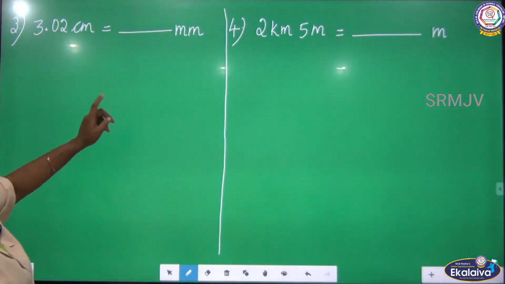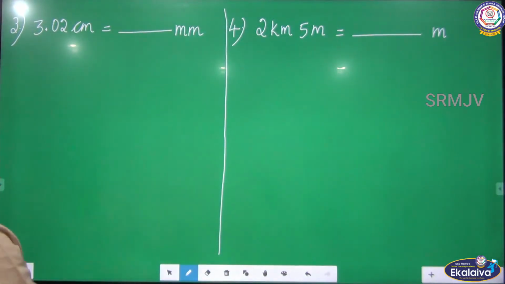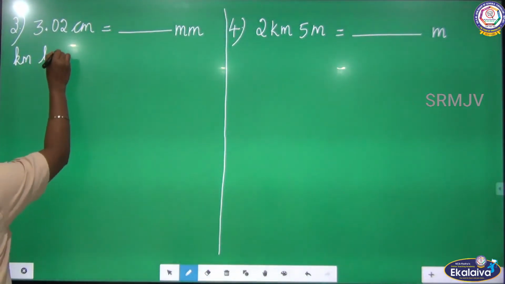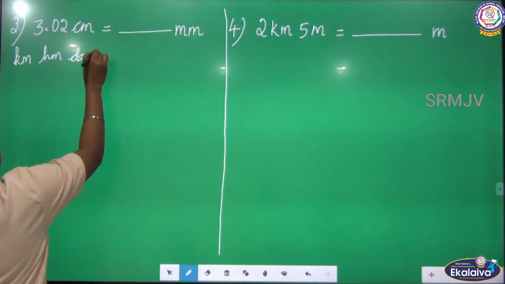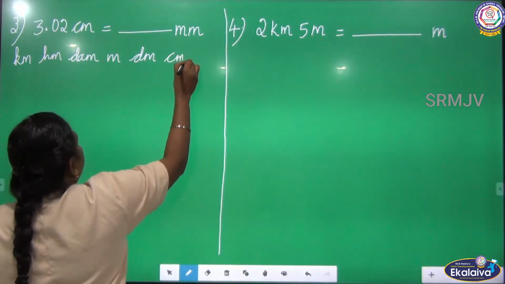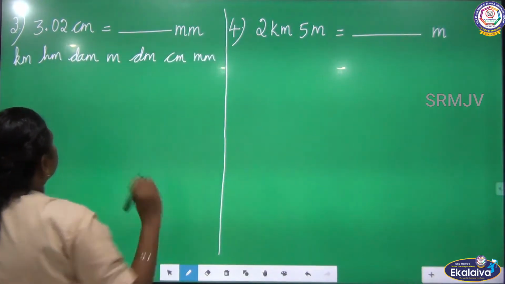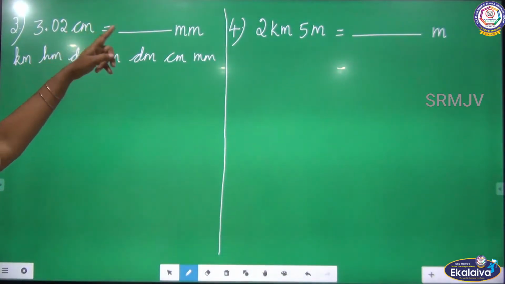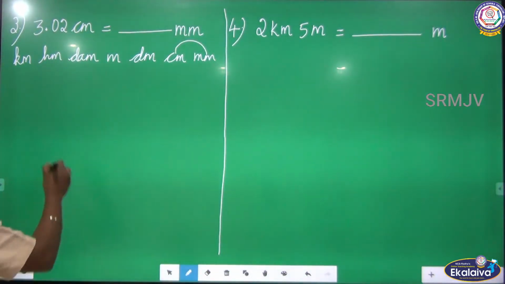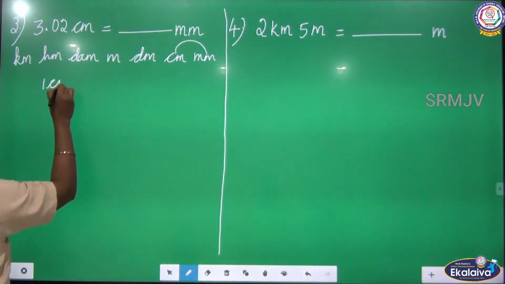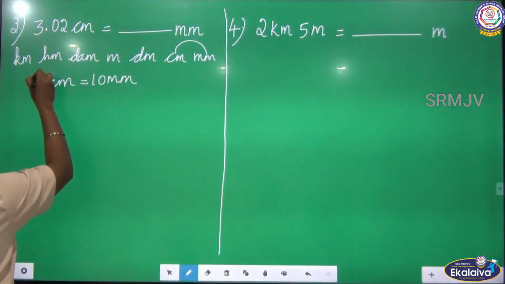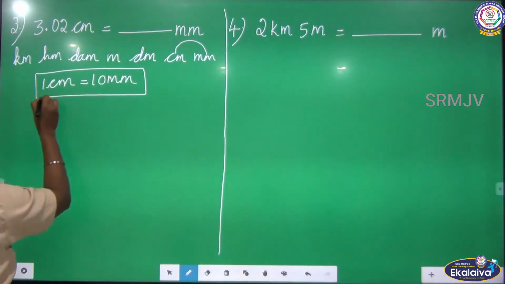Next one, 3.02 centimeter equals dash millimeter. See, listen children, kilometer, hectometer, decameter, meter, decimeter, centimeter and then millimeter. So we are going to convert centimeter into millimeter. So 1 centimeter equals how many millimeter? 1 centimeter equals 10 millimeter.